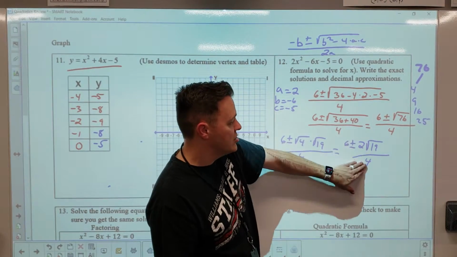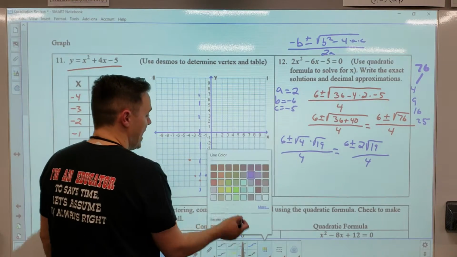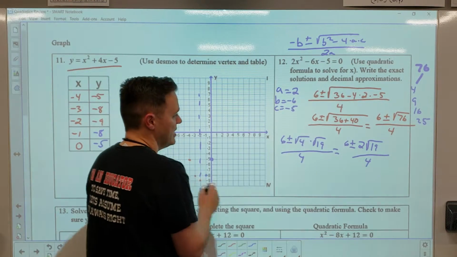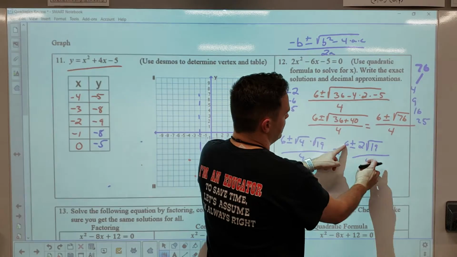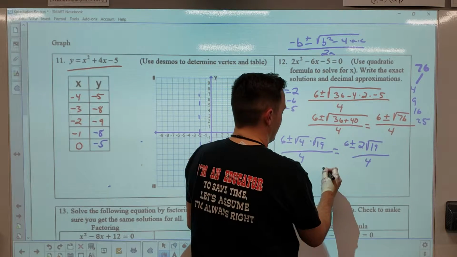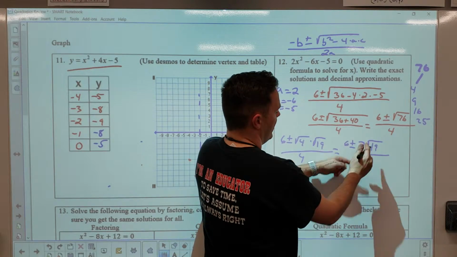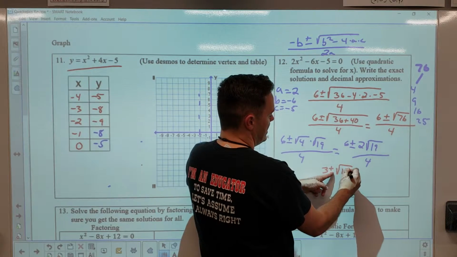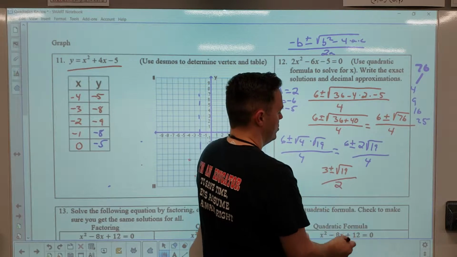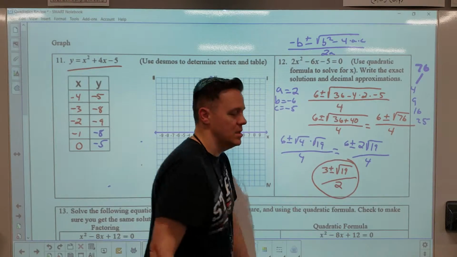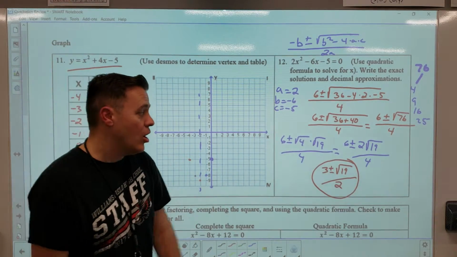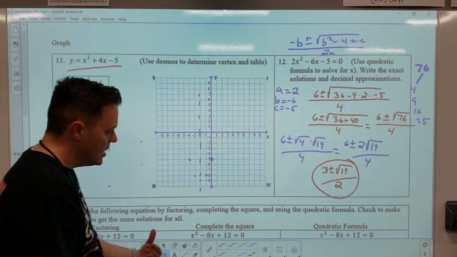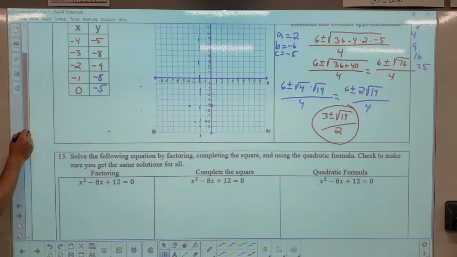Can you factor a 2 out of all of this? Or divide a 2 out? You can. You can divide and simplify. So if you divided 2 out of here, your final answer would be 3. Divided 2 out of there, that would be 1, so we don't write that. It'd be the square root of 19 all over 2. That, ladies and gentlemen, is your final answer. Hard problem. I want to make sure you guys can do it.